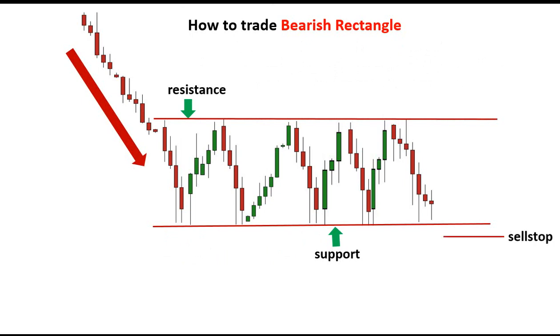Put your sell stop order here, 5 pips below the support level. Stop loss should be here, 10 pips above the support level. The profit target should be the size of the rectangle.